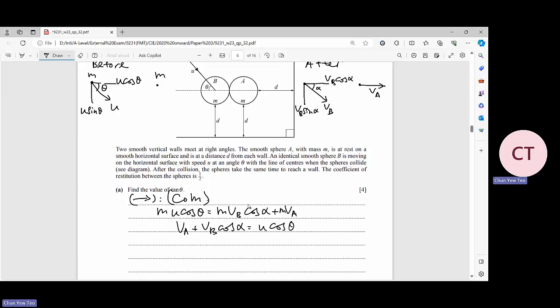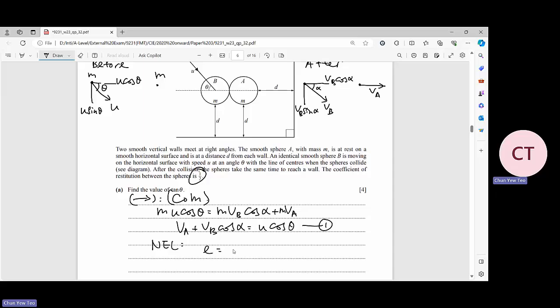They didn't give us the value of theta. They just give us the restitution, the coefficient of restitution between the spheres is half. Okay, so this is what we have for the first equation. And for the second equation, we will consider Newton's experimental law, NEL.